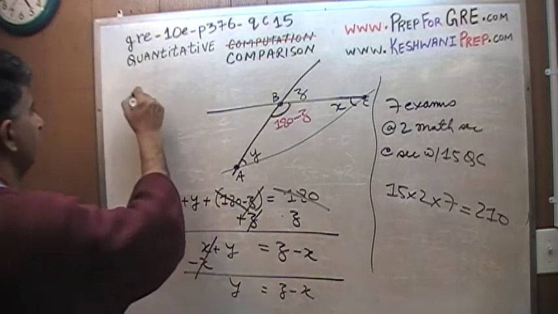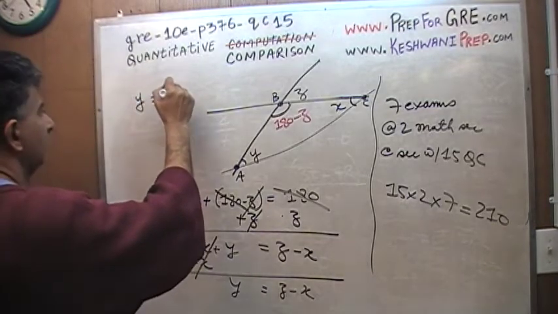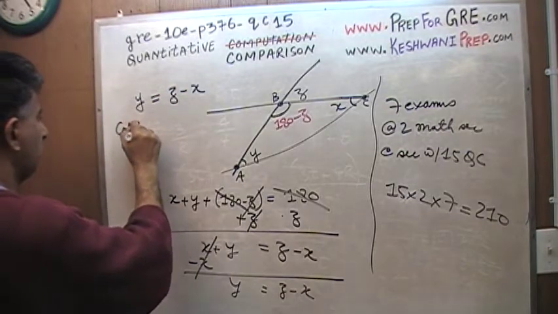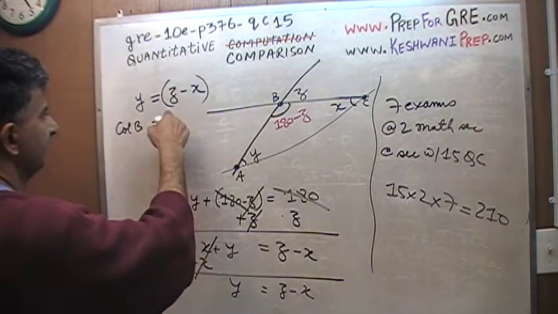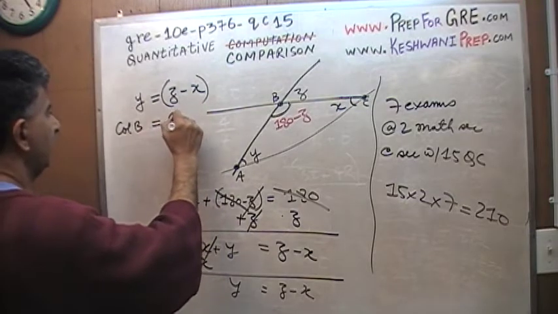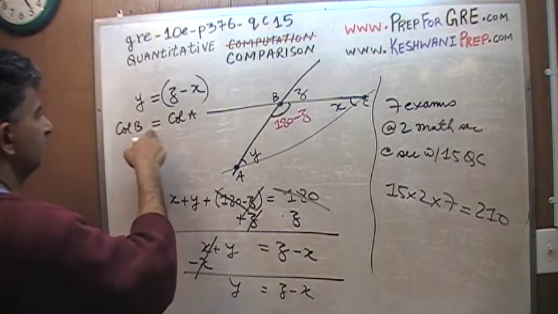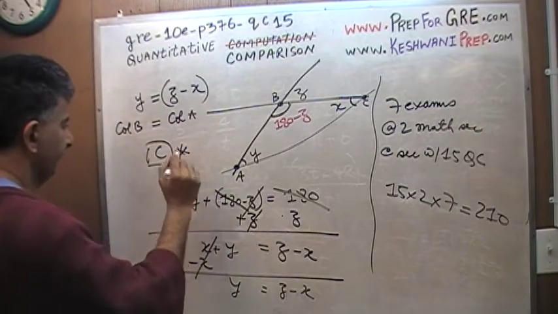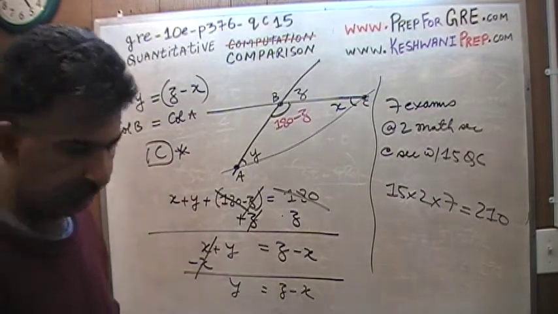So here what we found is Y equals Z minus X. This is your column B. And the Y, Z minus X, is what appears in column A. And we just found out that it is equal. Voila, column B equals column A. The answer is C. That's all. That's it, we are done.